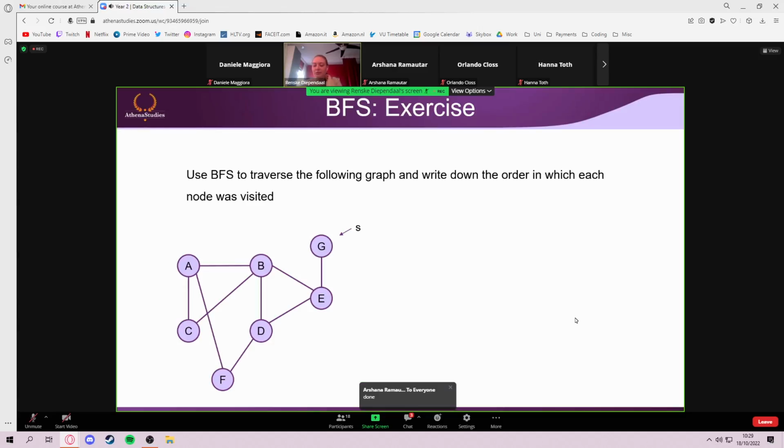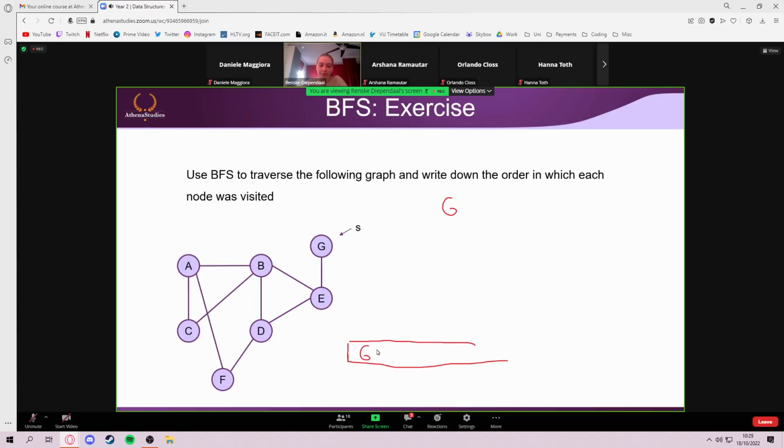All right. So I think most people are done. It's okay if you're not, I'll go through it and then you can just compare your answer. So we start with node G. So that's the first one we write down as well. And let's keep a Q over here.